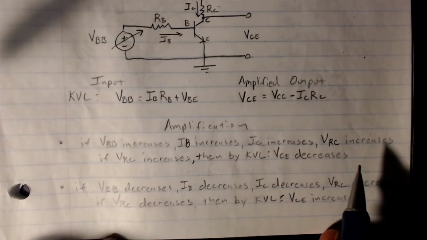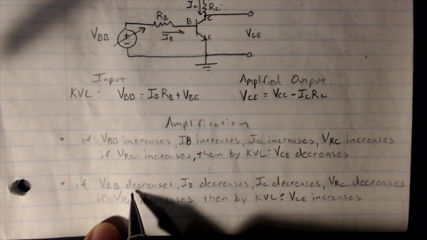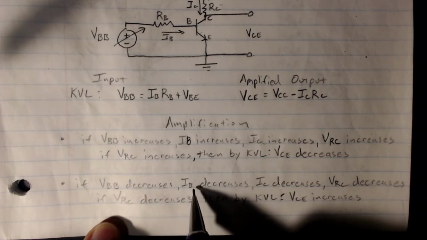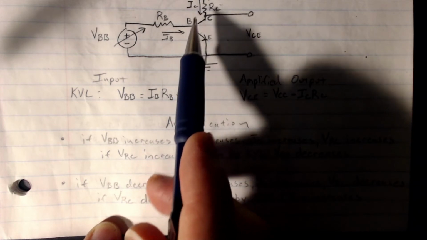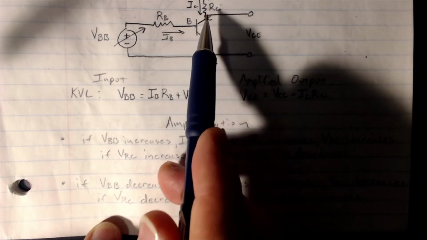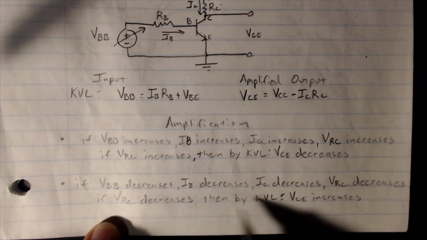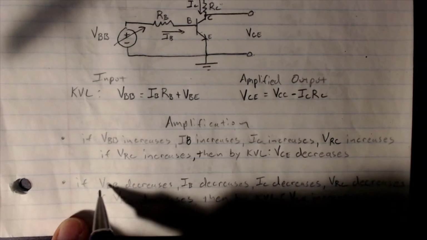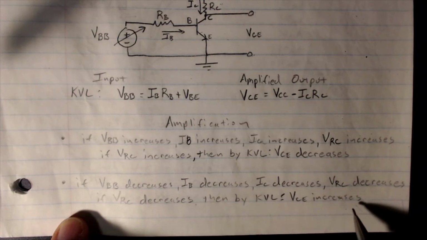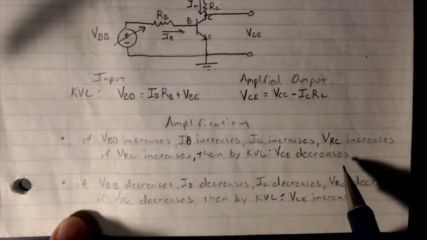Now similarly, I'll go through this one a little more quickly. What happens if VBB decreases? Well, if VBB goes down, so does IB. Our base current goes down. If our base current goes down, what happens to IC? IC also goes down. If IC goes down, then the voltage drop across RC also goes down. And if VRC goes down, then by KVL, VCE must increase. So when our applied signal goes down, our output signal goes up. When our applied input signal goes up, our output signal goes down.